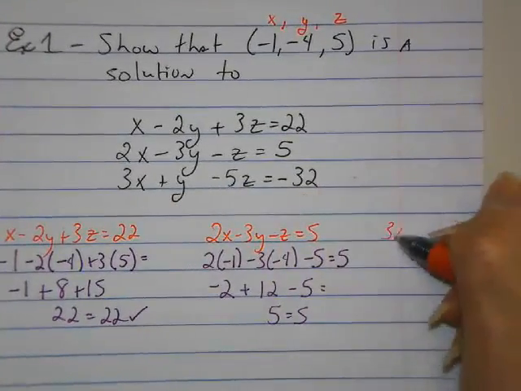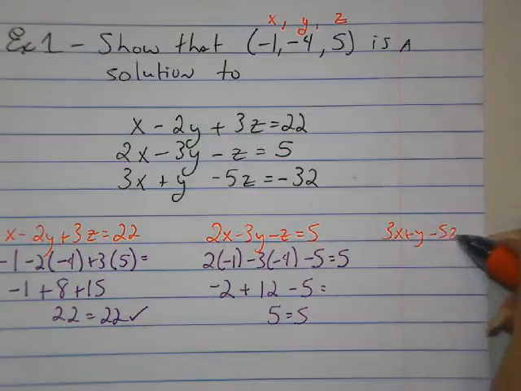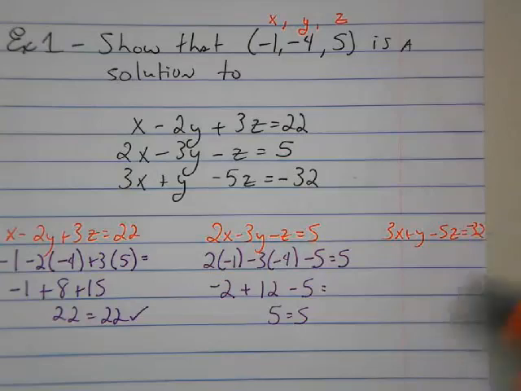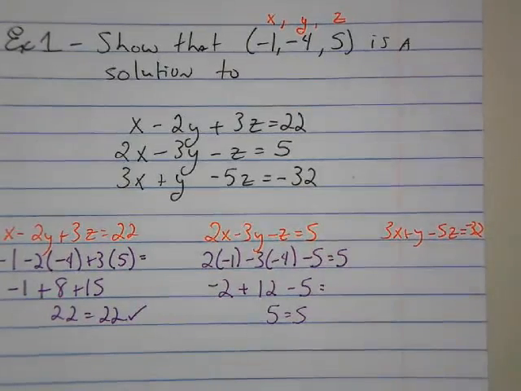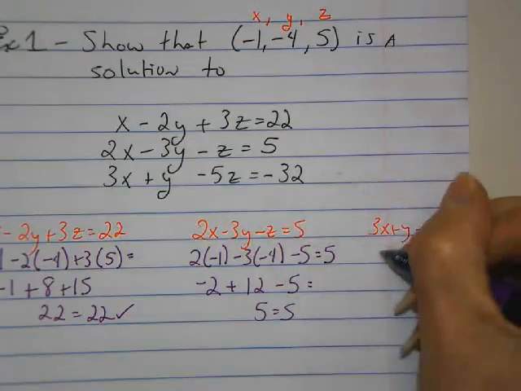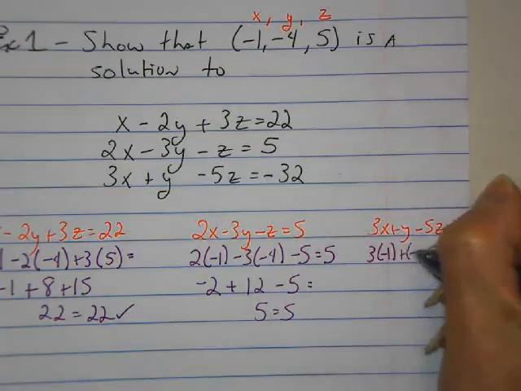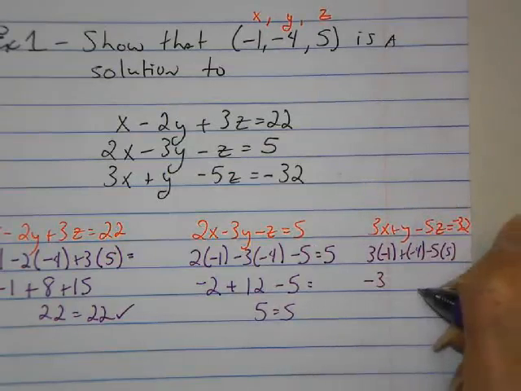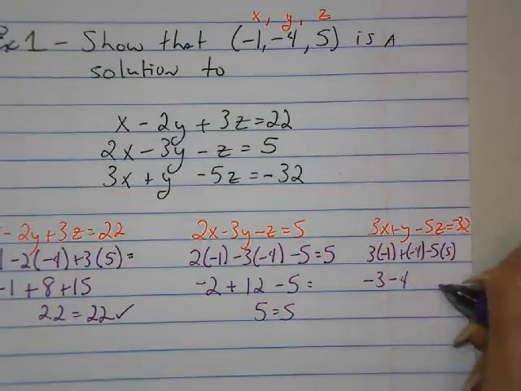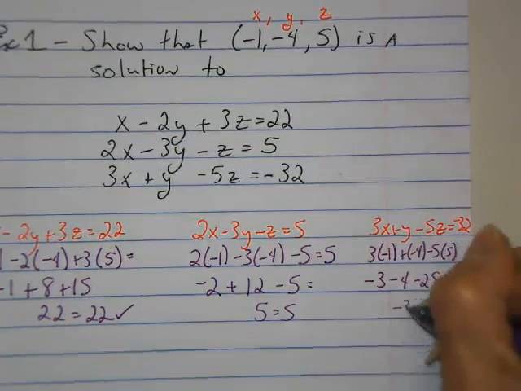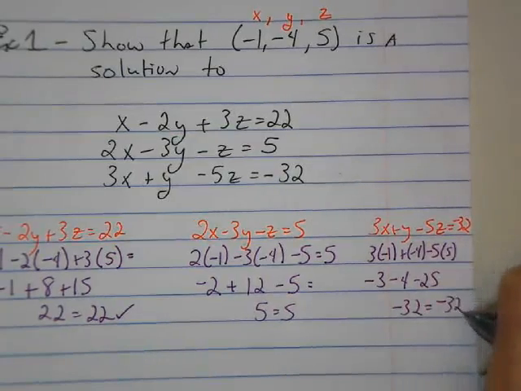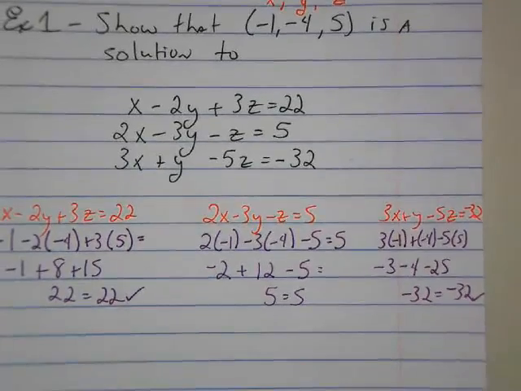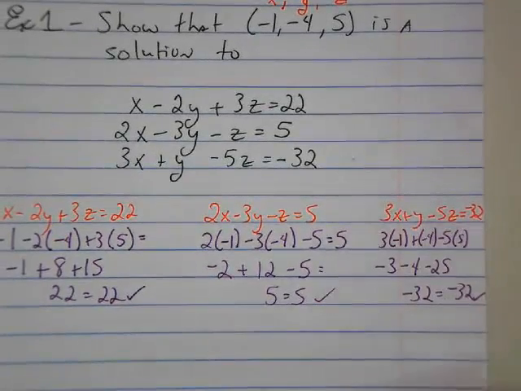So I have to do 3x plus y minus 5z equals negative 32. Ooh, I had to squeeze it in there. Alright, so again, plug in 3 times -1 plus -4 minus 5 times 5. So I get -3 minus 4 minus 25 is negative 32. Alright, so a lot of work, but easy. Now let's talk about how to solve them when I don't give you the solution.